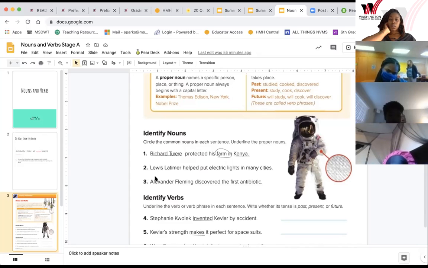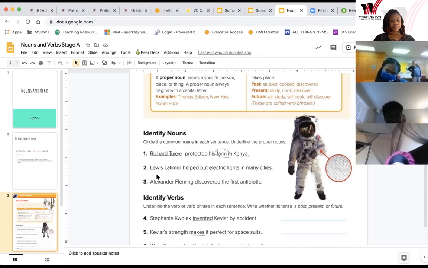Number two, Lewis Latimer helped put electric lights in many cities. So what do I need to circle? Are there any common nouns in this sentence? Lewis Latimer. I don't know how to say it. Lewis Latimer. So I think so. Common noun is just a basic person. So that's if I was to say man. Man helped put electric lights in many cities, but this is someone's name. So would I circle it or would I underline it?